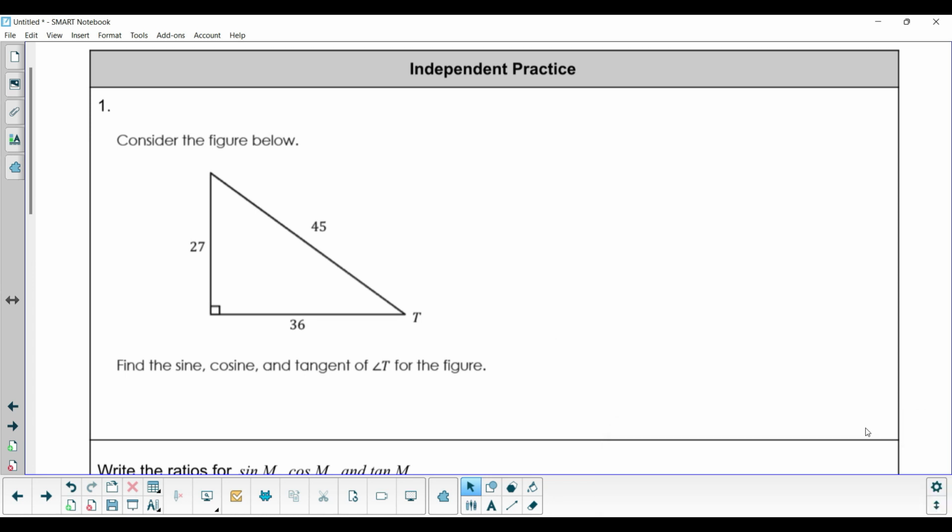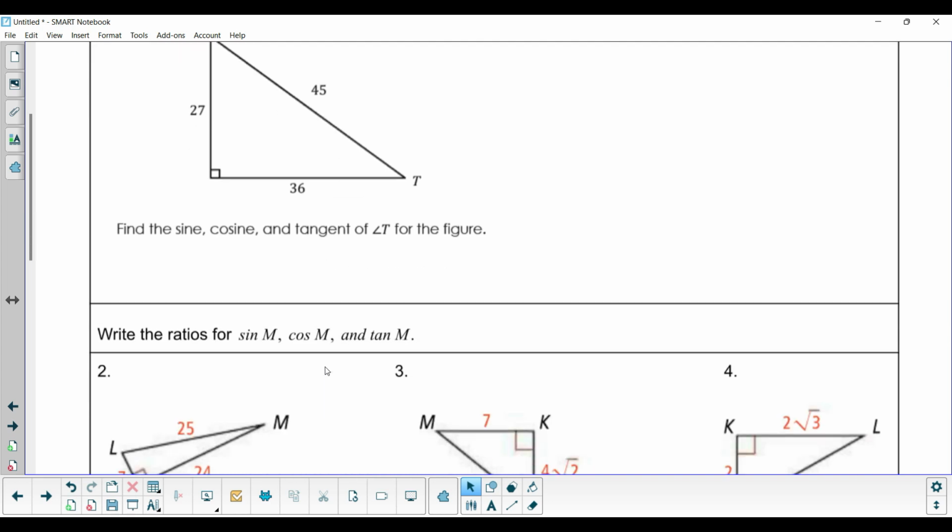Okay, guys, for the independent practice, I'm not going to go over this. You should know how to find the ratio already. You find the ratio of sine, cosine, and tangent. So just put what is your opposite over hypotenuse, what is adjacent over hypotenuse, and opposite over adjacent for tangent. And that's for angle T. You should do it and you should simplify your fractions, okay? So you do that all by yourself.